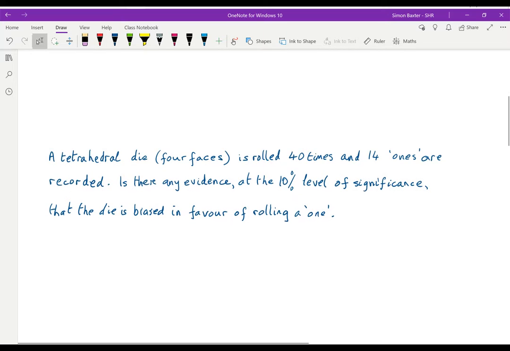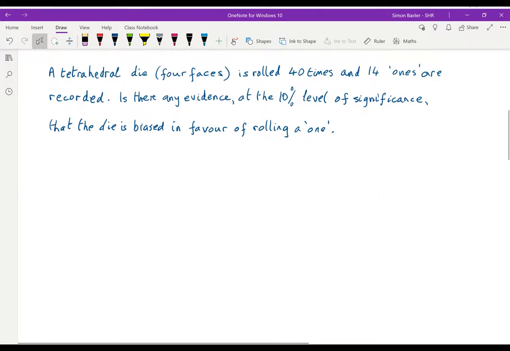Let's look at a tetrahedral die, one with 4 faces. Rolled 40 times. If it's a fair die, we would expect 10 ones. And in this trial, we have seen 14 ones. Is there any evidence at the 10% level of significance that the die is biased in favor of rolling a 1?